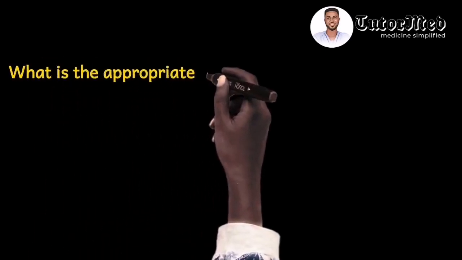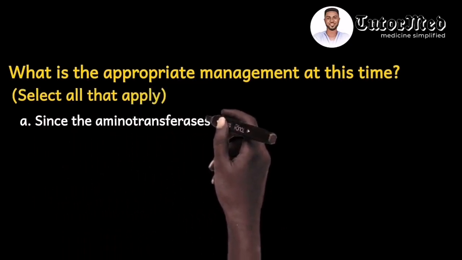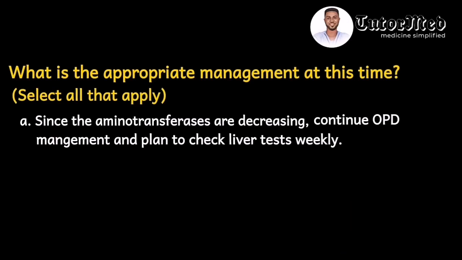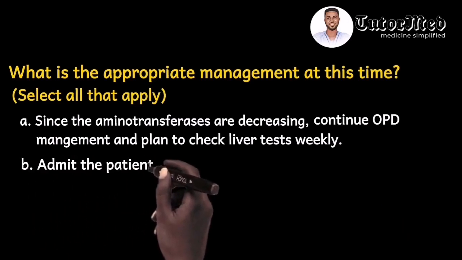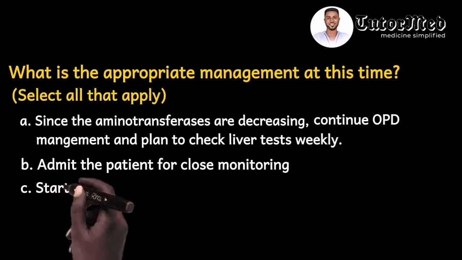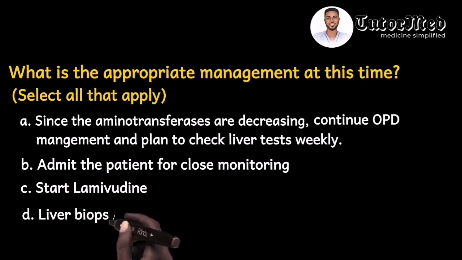Now, based on the information we've been given, what is the most appropriate management at this time? Kindly select all that apply. A. Since the aminotransferases are decreasing, continue OPD management and plan to check her liver tests weekly. B. Admit the patient for close monitoring. C. Start lamivudine. And then D. Perform a liver biopsy.